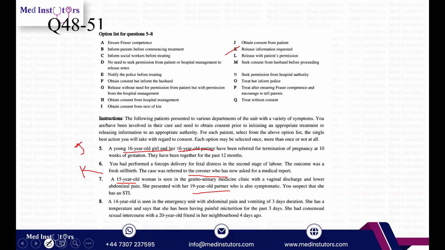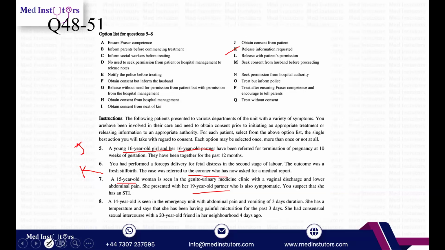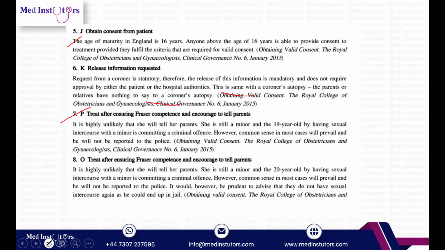So what they've done is they have written P here, and they have said P is treat after ensuring further competence and encouraged to tell parents. This is wrong because this is P. 8 is P is actually committing a criminal offense. So these explanations are wrong here. The line "however common sense in most cases will prevail and he will not be reported to the police", I don't think that should be in a book. So it's correct that you all were right actually, guys. Thank you for pointing it out.